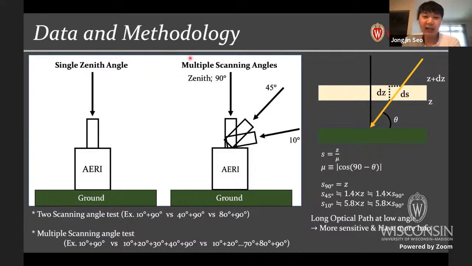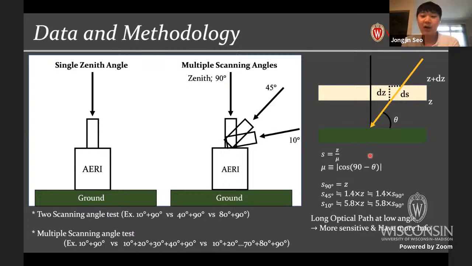However, for multiple scanning angles, we will use the several radiances coming from different scanning angles. And this figure shows the relationship between optical path and scanning angles. The optical path S depends on the scanning angle theta and the thickness of layer G, and it is defined as these two equations.